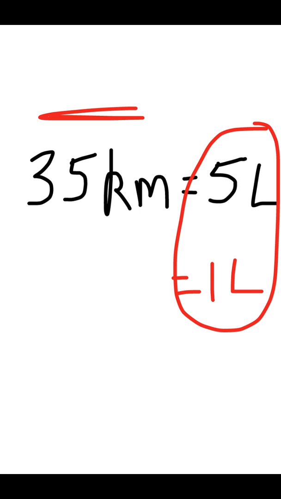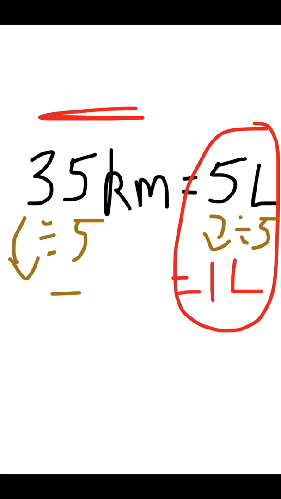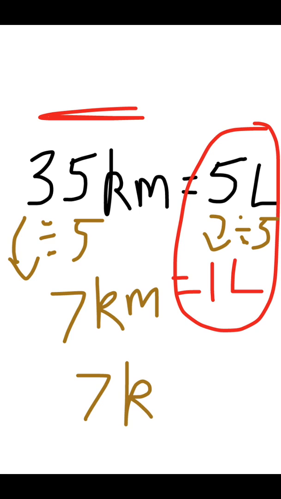Alright, so how am I getting from what I know to what I want to find out? So to get from 5 to 1, I need to divide by 5, which means I do exactly the same to the other side. So I divide by 5 there. 35 divided by 5 gives me 7. Write my answer as a simplified rate. So I have 7 kilometres per litre. So this video here shows you how to write a simplified rate and just an introduction to rates.